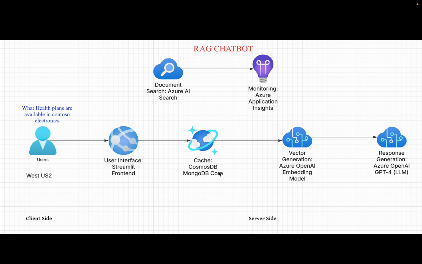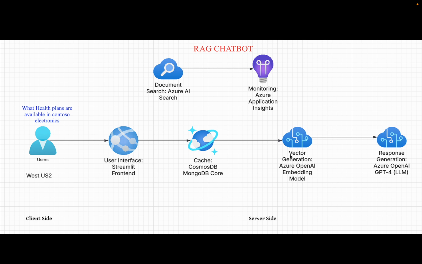First is Cosmos DB. What is Cosmos DB? Cosmos DB is a globally distributed multimodal database service. In our system, we use it as a semantic cache to store frequent queries and their responses. Why is it important? Semantic cache reduces API cost by avoiding repeated calls to the LLM. If a user asks a previously asked question, the response is retrieved instantly from Cosmos DB, improving latency and saving resources.